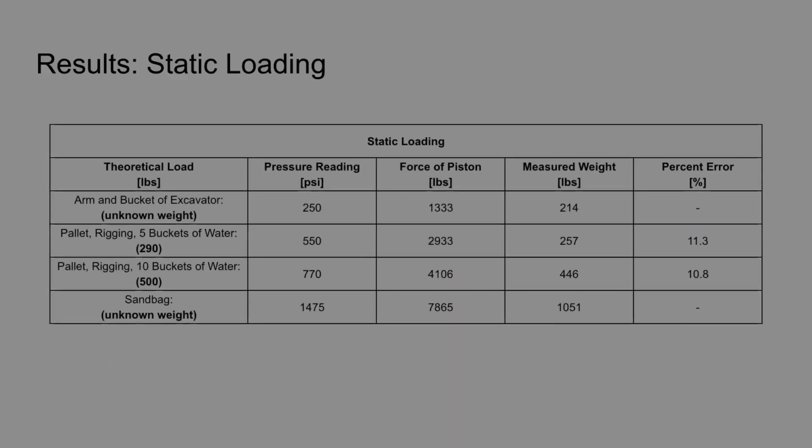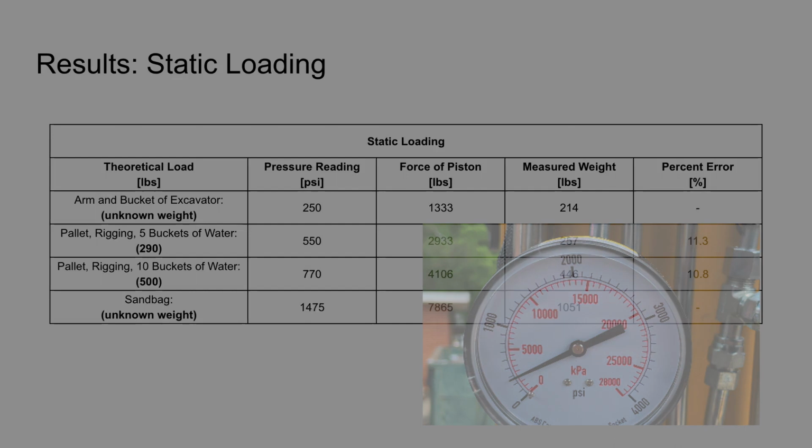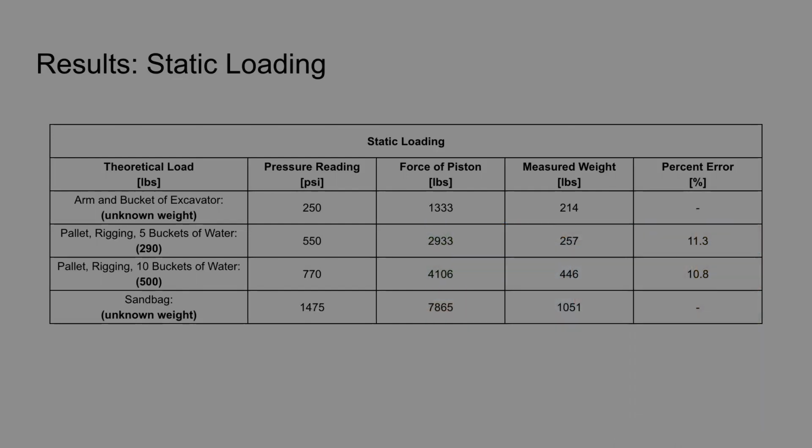Now for the results of our lab, the static loading portion, the first load that we added was no load, and this was to examine the weight of the arm in the excavator that we could use as a calibration tool. This gave a pressure reading of 250 psi and induced a force on the piston of 1,333 pounds. And we calculated this weight to be 214 pounds. We then subtracted this 214 pounds from all the other subsequent measured weights so we could find out what the actual measured load is of just what we added at the bucket.